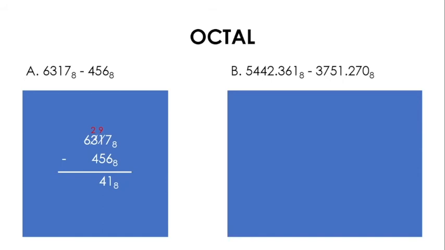Since we cannot subtract 2 from 4, we will borrow 8 from the next digit. So 10 minus 4, that is 6, and 5 minus 0 is 0. So the final answer for this example is 5641 octal. For the next example, we'll just do the same thing.